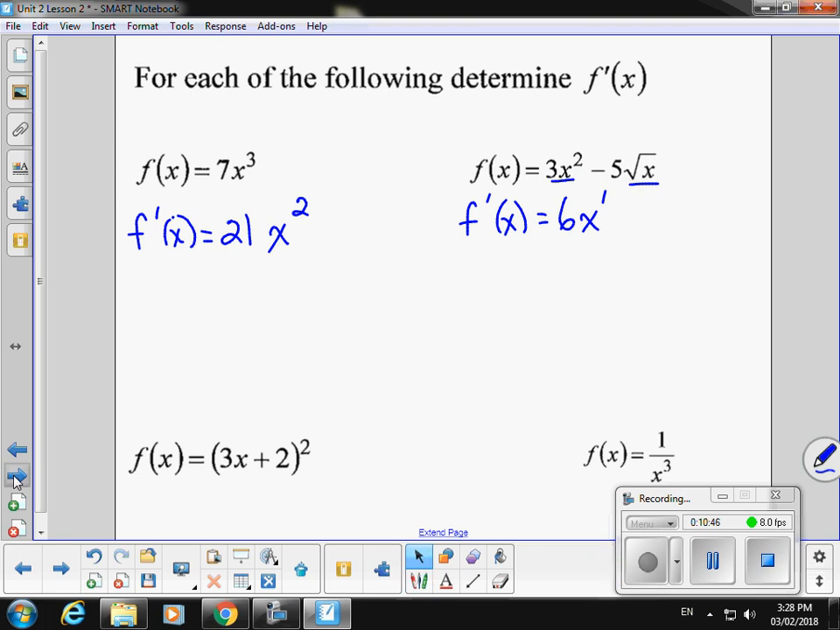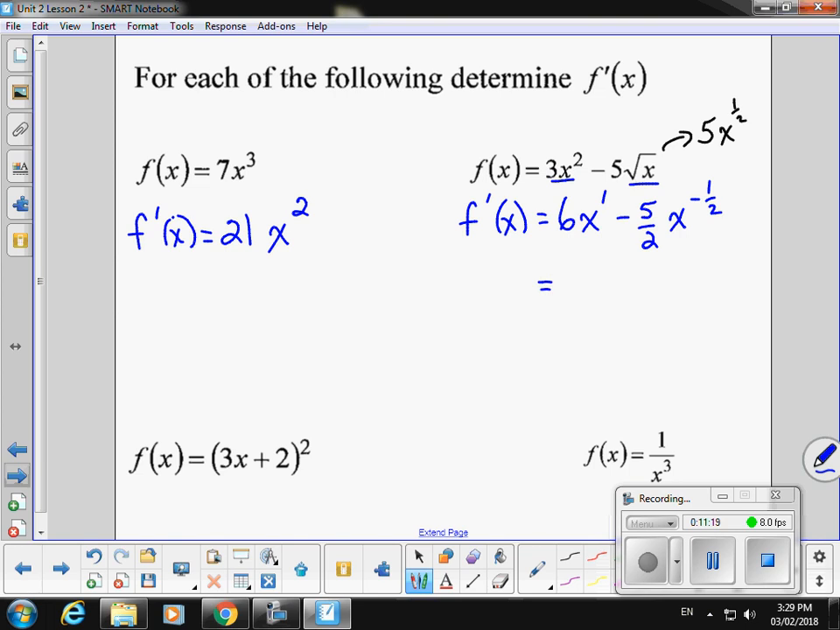The second part is a little bit trickier. A good thing that can help you is to rewrite it as a power. So square root of x is the same as x to the 1/2. I am going to bring my power down. That makes that 5 halves x to the, and I reduce my power by 1. 1/2 subtract 1 is negative 1/2. So that is my derivative function. It's just not very pretty, and I don't like it when it's not very pretty.